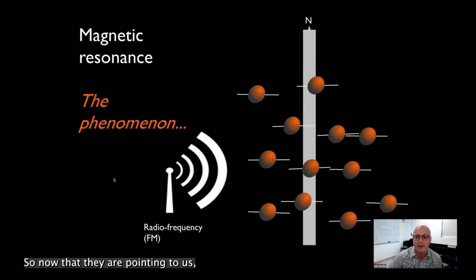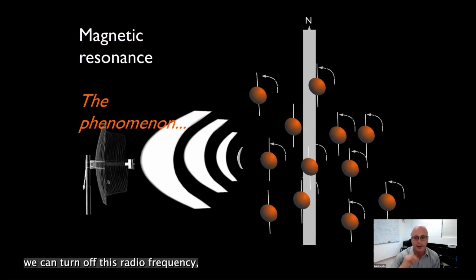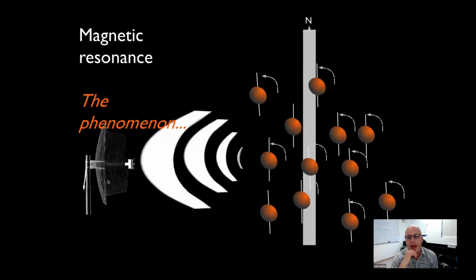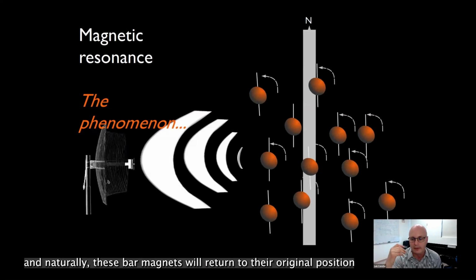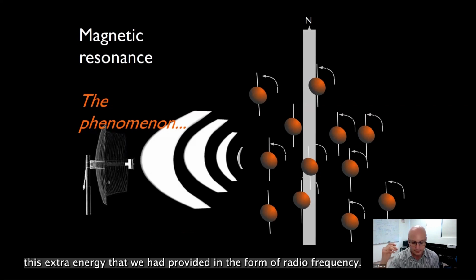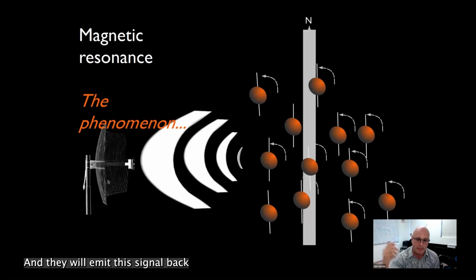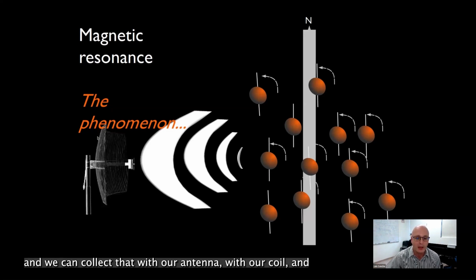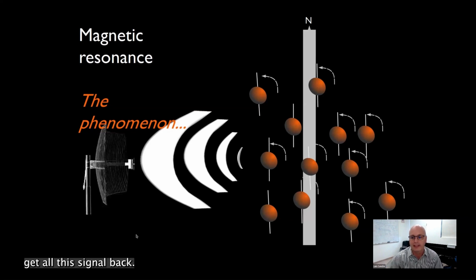So now that they are pointing to us, we can turn off this radio frequency, and naturally, these bar magnets will return to their original position, pointing towards the main magnetic field, B0. In doing so, they will release back the extra energy that we had provided in the form of radio frequency, and they will emit this signal back again in the range of FM, and we can collect that with our antenna, with our coil, and get all this signal back.